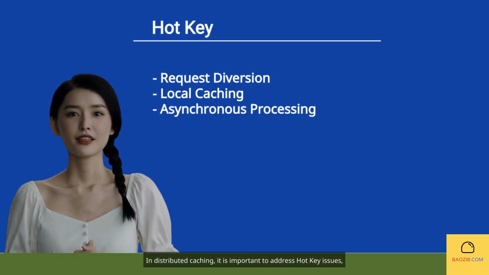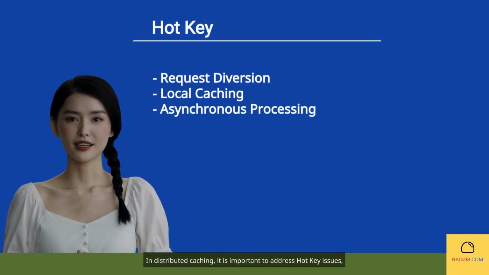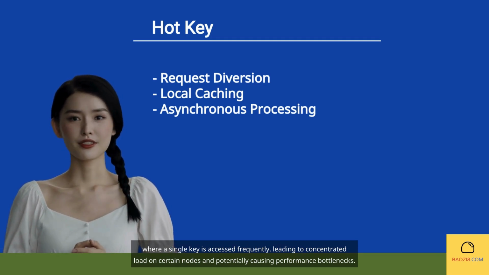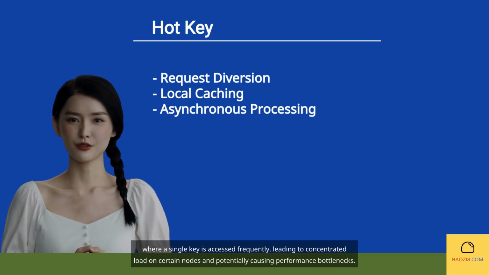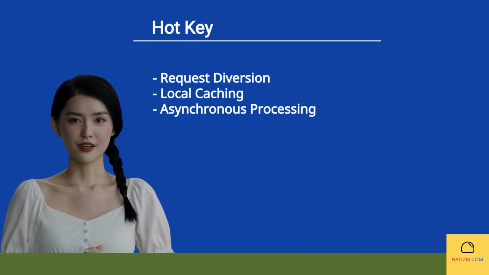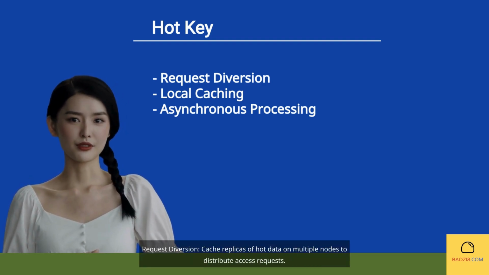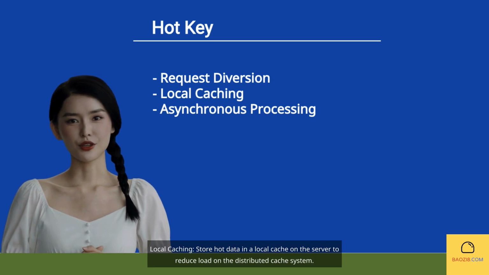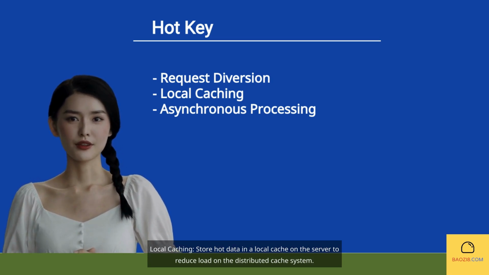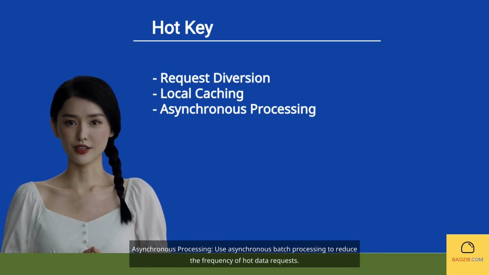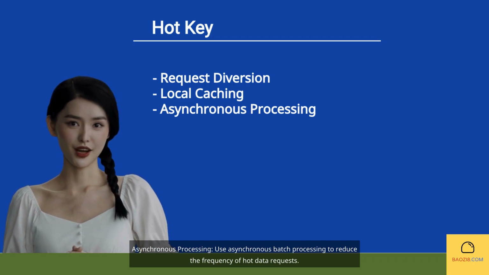In distributed caching, it is important to address hotkey issues, where a single key is accessed frequently, leading to concentrated load on certain nodes and potentially causing performance bottlenecks. Common methods include request diversion, cache replicas of hot data on multiple nodes to distribute access requests. Local caching, store hot data in a local cache on the server to reduce load on the distributed cache system. Asynchronous processing, use asynchronous batch processing to reduce the frequency of hot data requests.